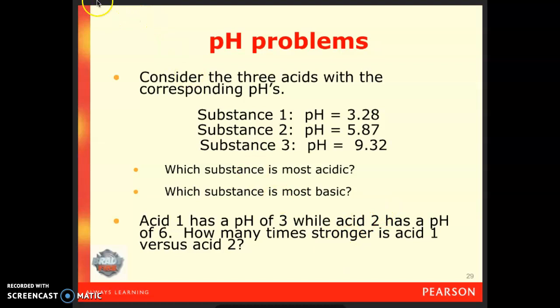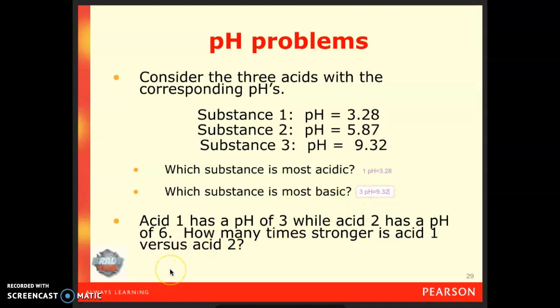Okay, so let's take a look at this. Now, the pH scale says that the closer we get to 0, the more acidic it is. So substance 1 is the most acidic. The pH of 3.28 is the most acidic pH of the 3. And the one that's the most basic is 3, with its pH of 9.32, which at that pH, I don't know how we could call that substance an acid anymore.